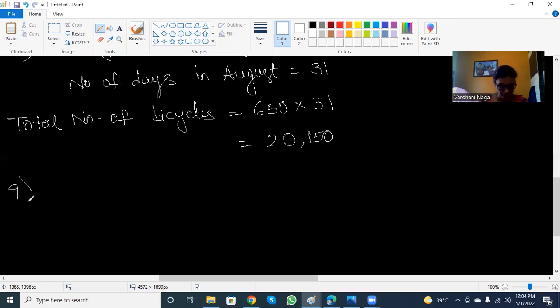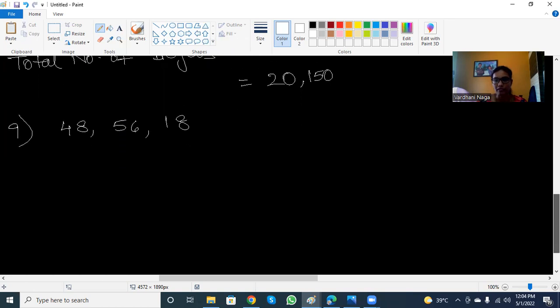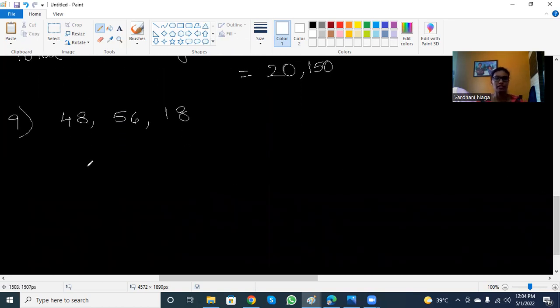9th question. Using the method of prime factorization, find the LCM of 48, 56, 18. We need to find this through the prime factorization method. Prime factorization method means you need to do a prime factorization of each number. So what are the prime numbers? 2, 3, 5, 7 are the prime numbers below 10.